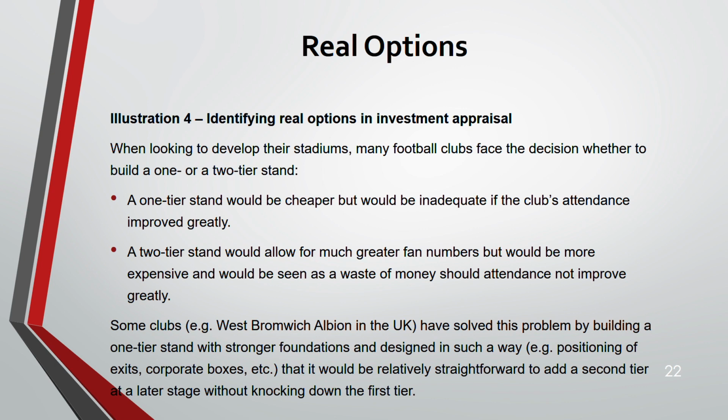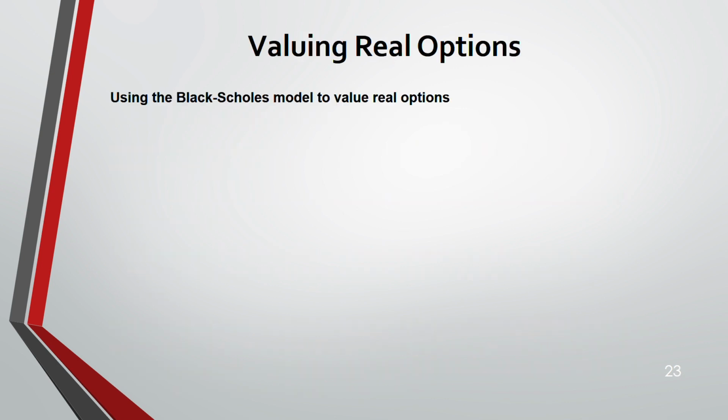Maybe they can position the exit or the corporate boxes, things like that. So that is a real option. You have an option there to expand. Okay, so you need to first identify. Because not everywhere options are there. Once you have identified real option exists, yes, now you need to value. How do you value real option?